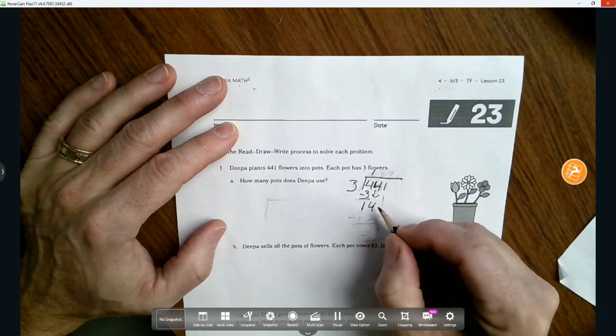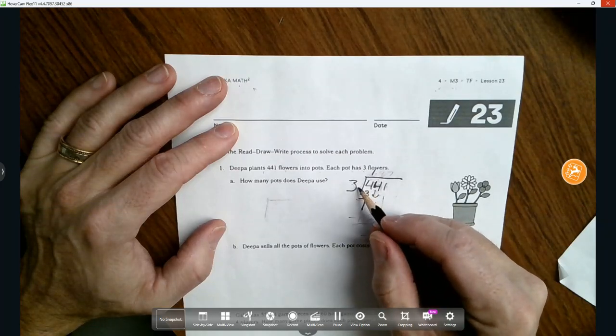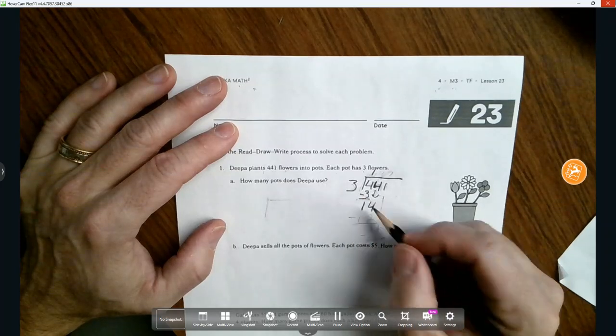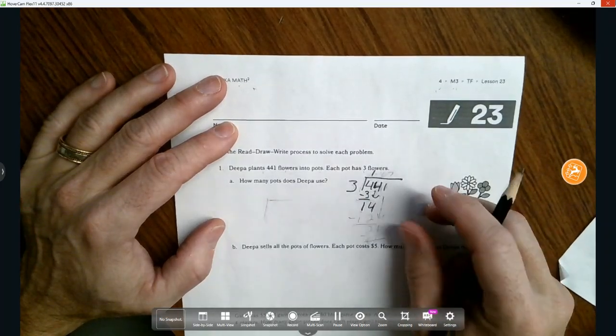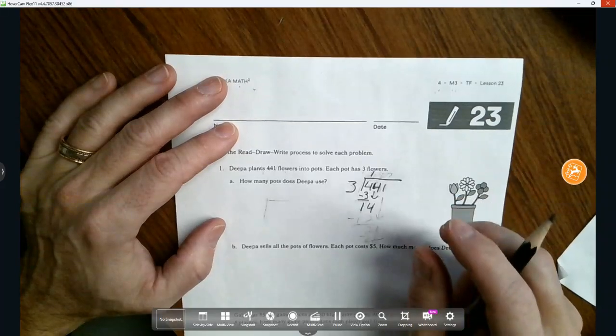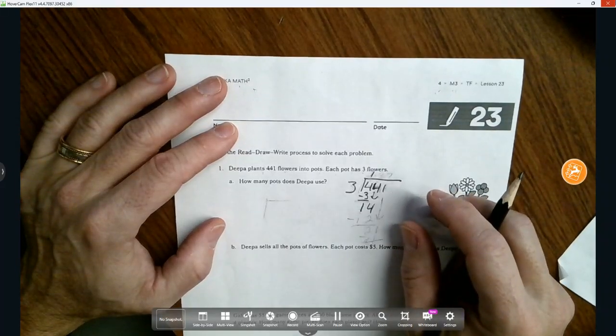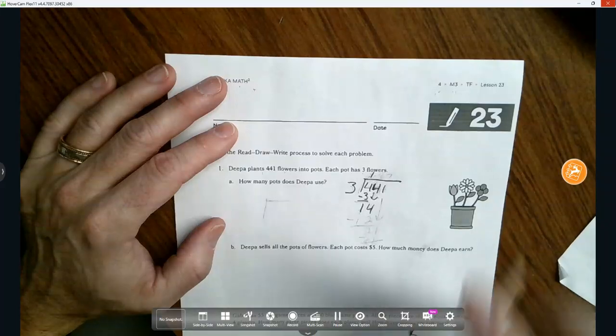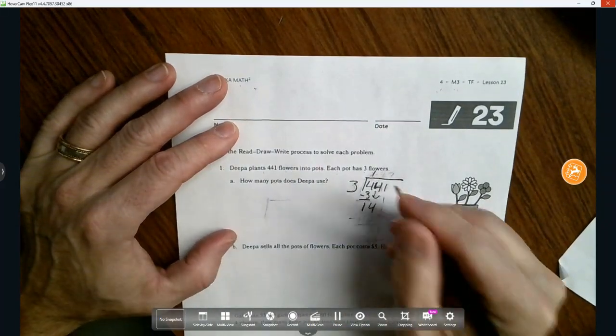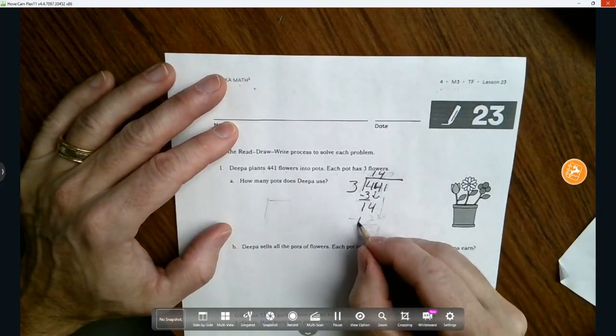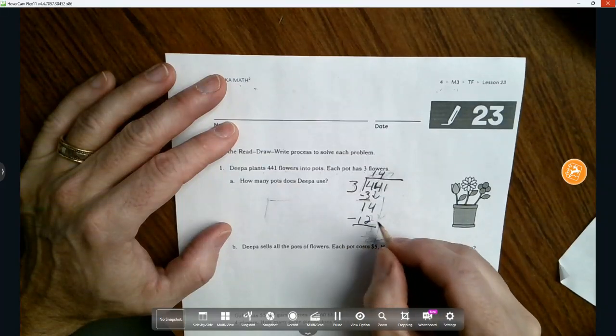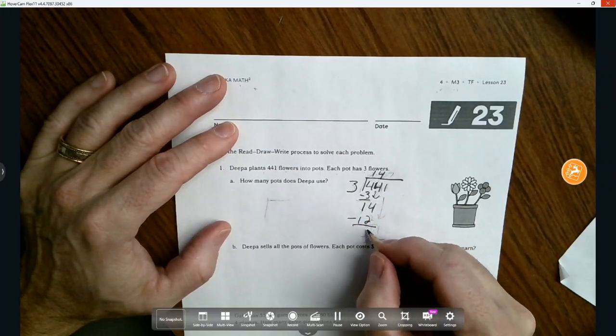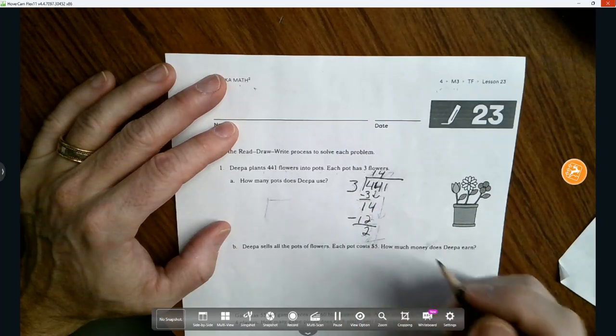So now we have 3 into 14. How many times can 3 go into 14? 3 times 1 is 3. 3 times 2 is 6. 3 times 3 is 9. 3 times 4 is 12. 3 times 5 is 15. Well, 15 we went over and we can't go over. So 3 times 4 is 12. So subtract that. 14 minus 12 is 2. 2 is smaller than 3. We did the right thing again.